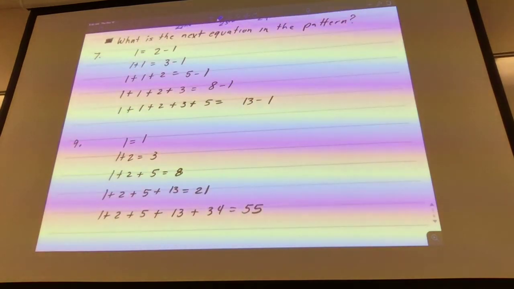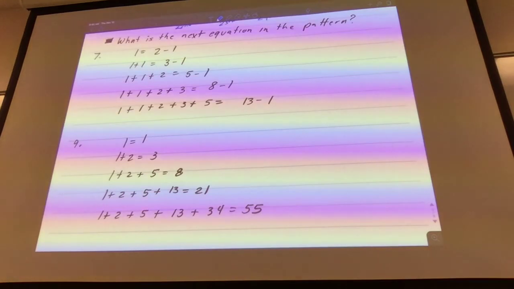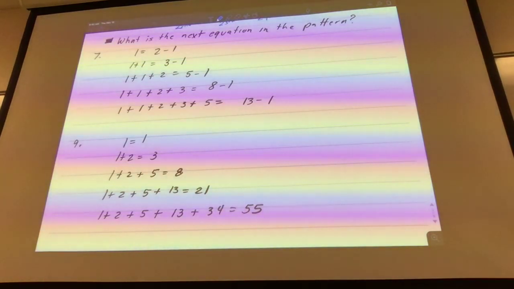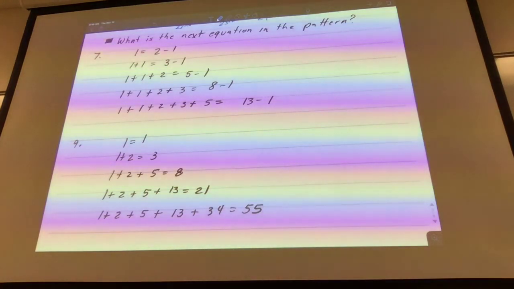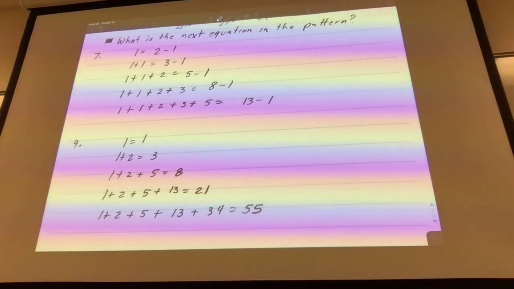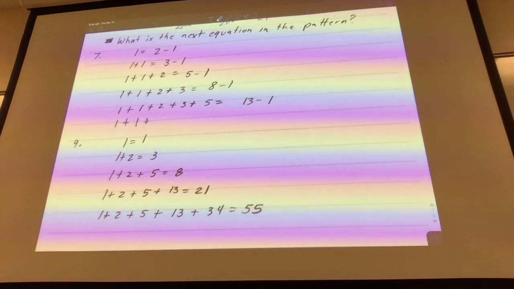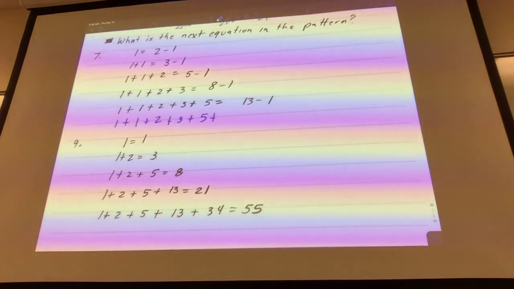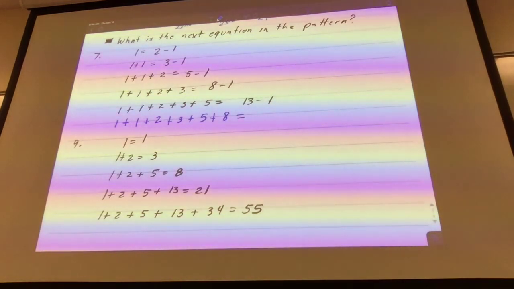What's the next equation in the pattern? So we're looking at a pattern here, and we see it's 1 plus 1, 1 plus 1 plus 2, 1 plus 1 plus 2 plus 3. So on the left side, what's going on? Fibonacci, right? So 1 plus 1 plus 2 plus 3 plus 5. What was the next one for us? Plus 8.